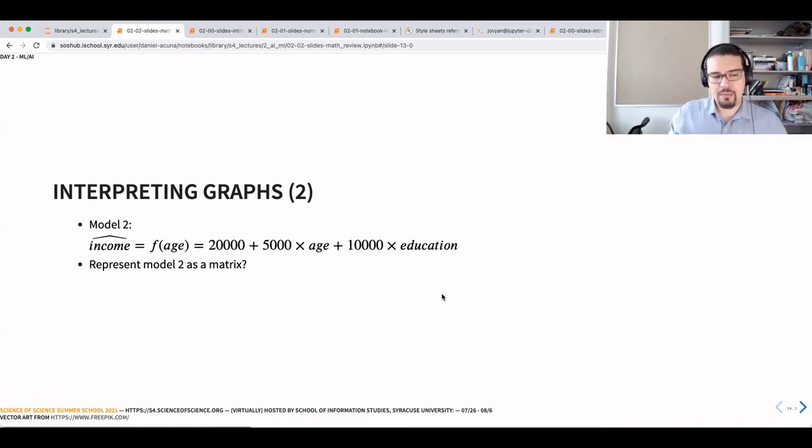Now, I can have multiple features, of course. So here I have age, and I can have education represented as, let's say, the number of degrees that you have. And I will do the same thing. I will represent the model as three weights. So I have the intercept or the bias term, the age term, the education term, and now the feature matrix will be the bias column and one column for each of the features, age and education.